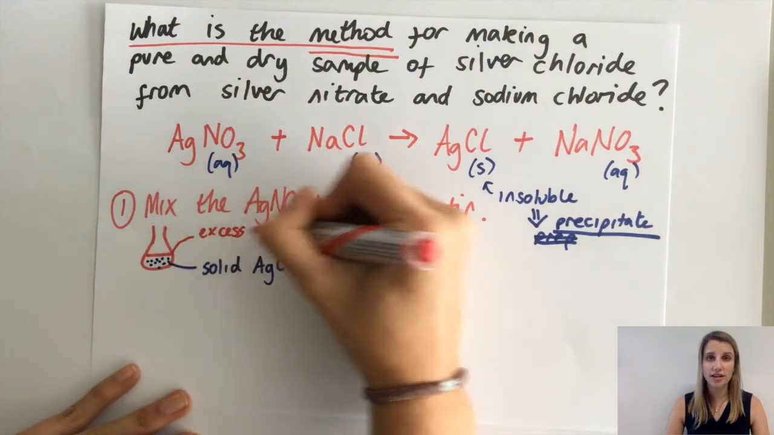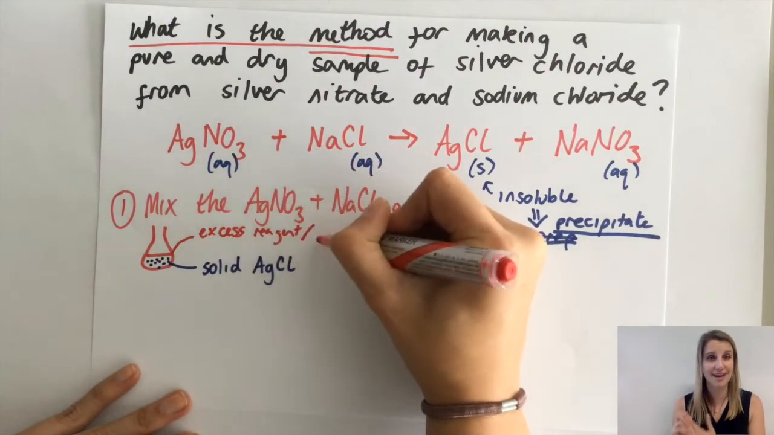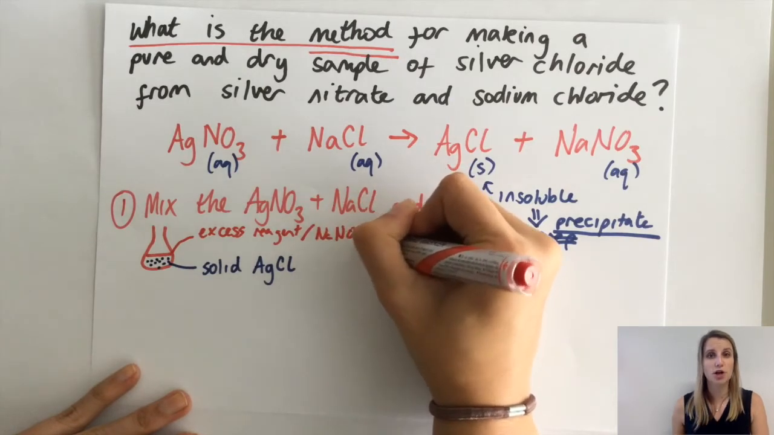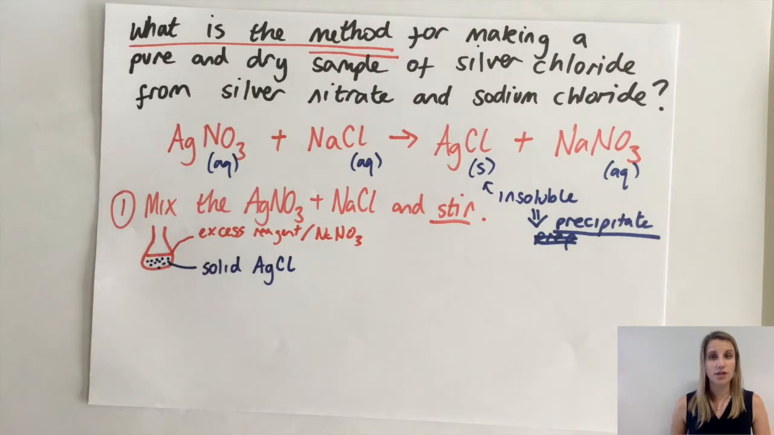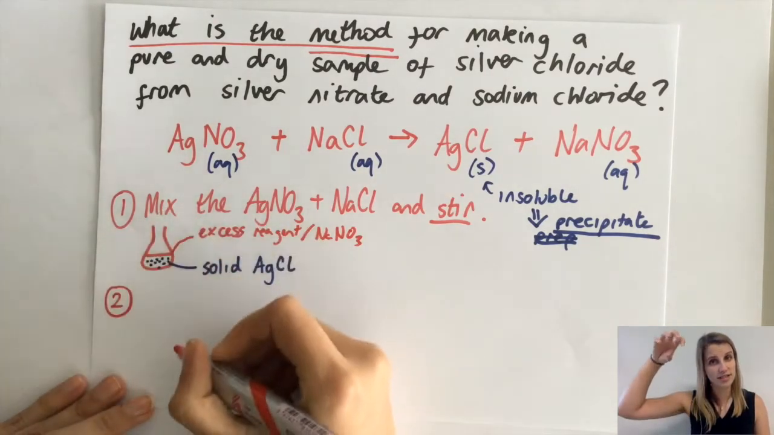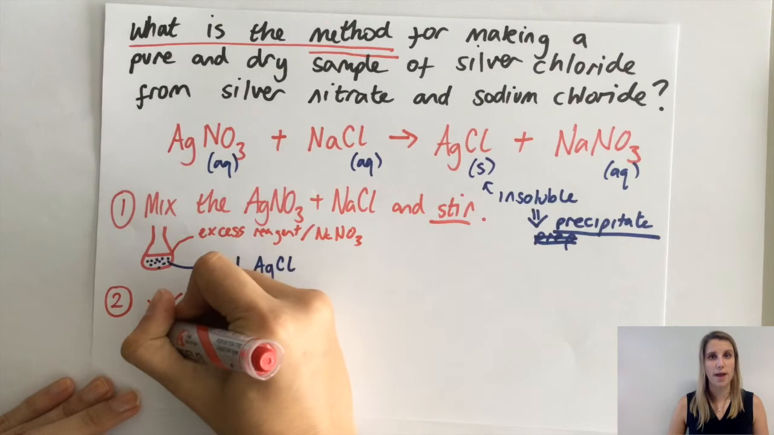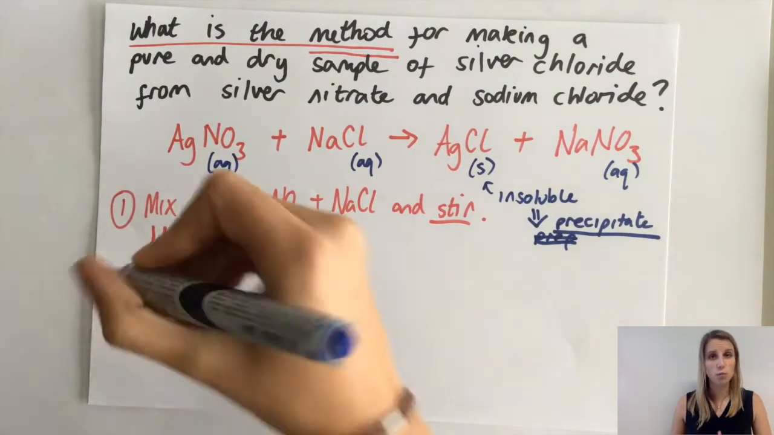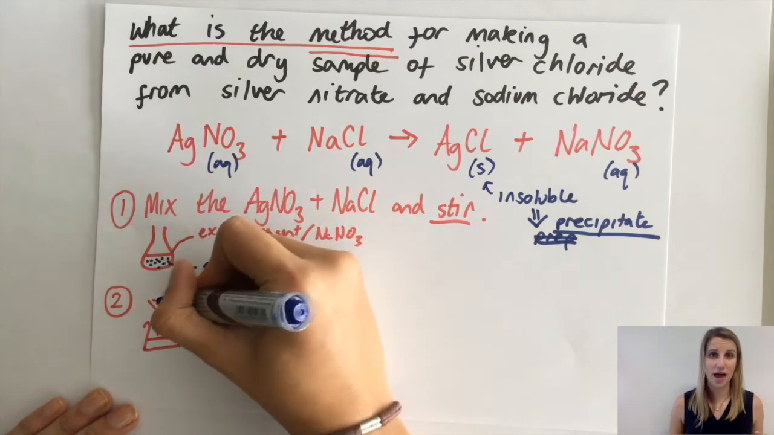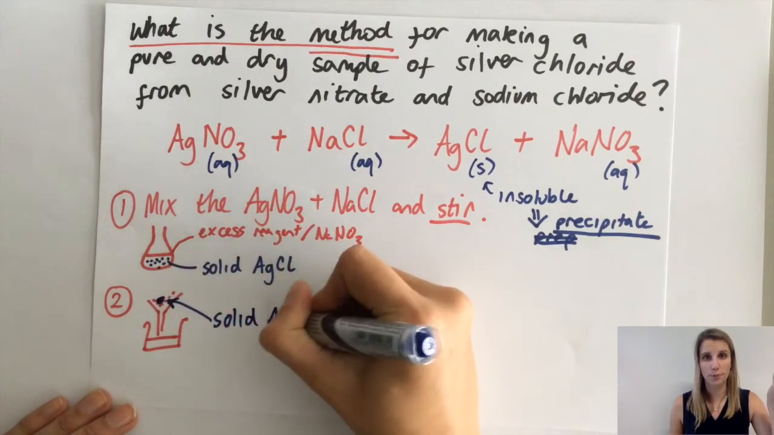Because it's the solid that you want, the solid is the product that I need, I'm going to filter it next. What you can hopefully see is that the solid AgCl will get stuck at the top of the filter paper. We call that the residue, the solid product. All of the stuff I don't want is at the bottom. I don't really care about that anymore, just the solid at the top.